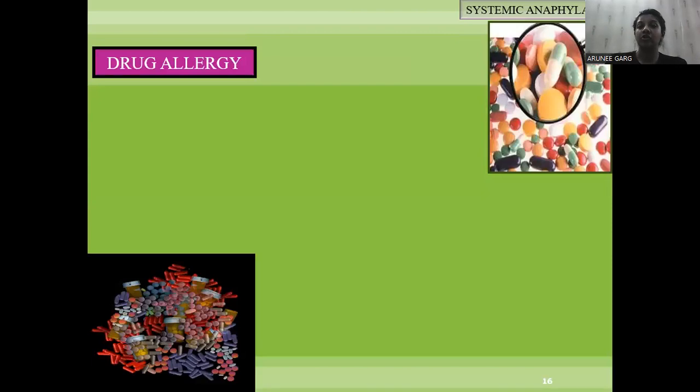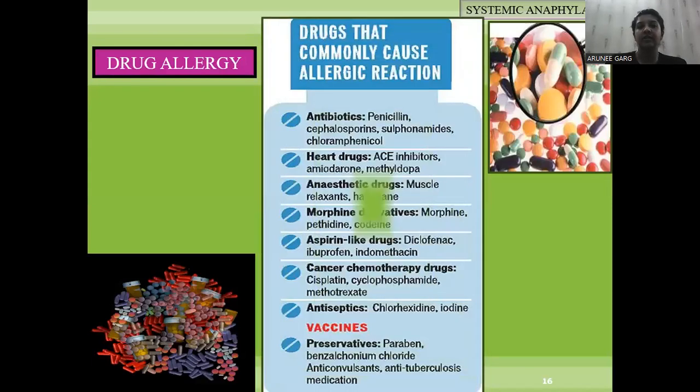Now, drug allergy is also a form of systemic anaphylaxis, and the drugs that are commonly involved in causing an allergic reaction are penicillins, cephalosporins, sulfonamides, chloramphenicol. Drugs taken in heart conditions like ACE inhibitors, amiodarone, and methyldopa. Anesthetic drugs like muscle relaxants and halothane.